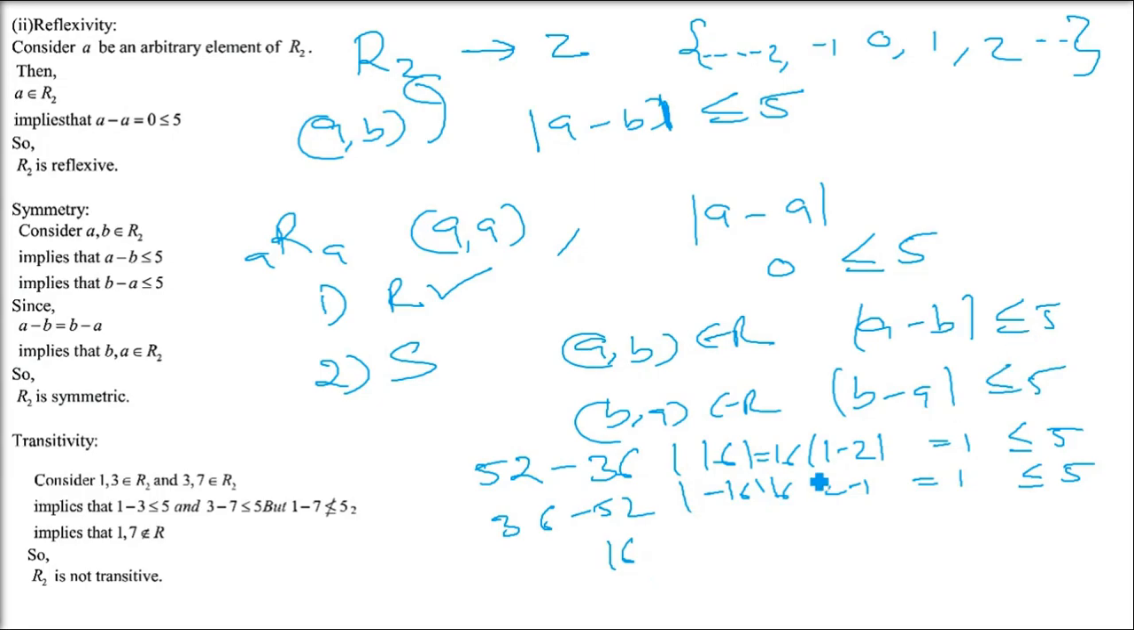So is this less than or equal to 5? In both the cases they are not less than 5. So what I am suggesting here is that they both should hold, A related to B or B related to A, otherwise they shouldn't hold together. Then you can say they are symmetric. Both the cases you have to see.